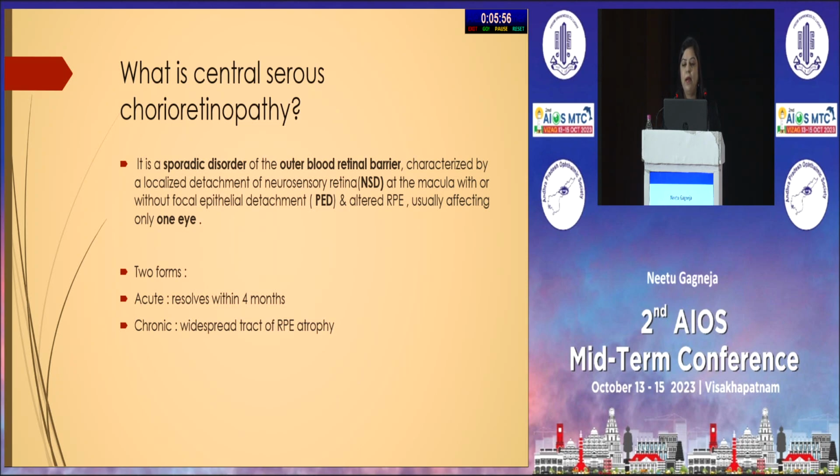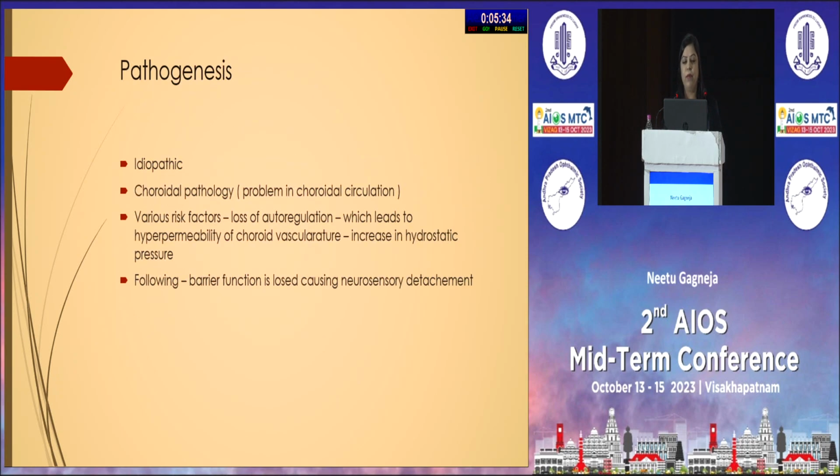Now coming to what central serous chorioretinopathy is: it's a sporadic disease of the outer blood-retinal barrier, characterized by detachment of the neurosensory retina at the macula, with or without focal epithelial detachment and altered RPE, usually affecting one eye. It can be in two forms, acute or chronic. Acute generally resolves within 4 months, and chronic is generally more than 4 to 6 months, and has a widespread tract of RPE atrophy.